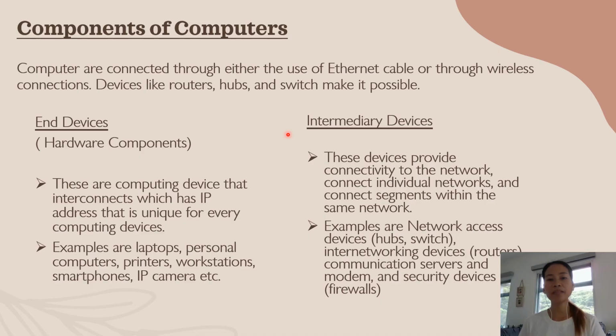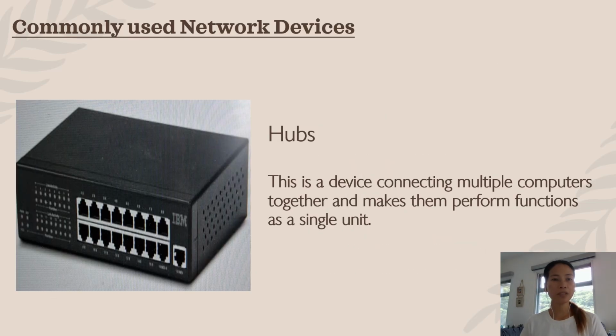While the intermediary devices are devices that provide connectivity to the network, connect individual networks, and connect segments within the same network. Examples are network access devices like hubs and switches, internetworking devices like routers, communication servers and modems, and security devices such as firewalls.